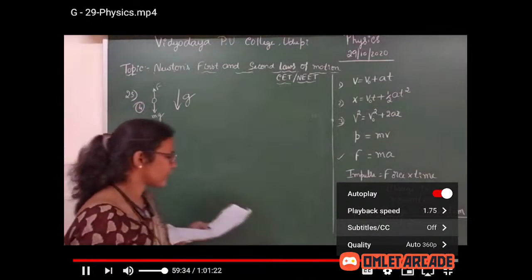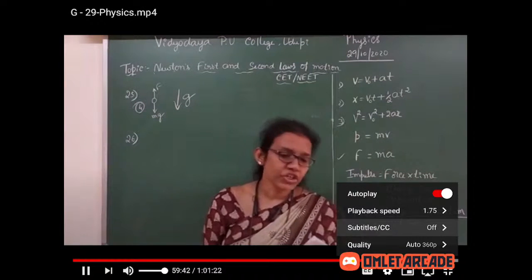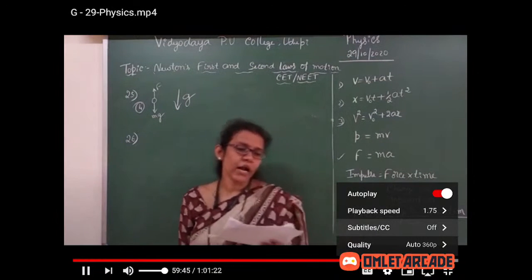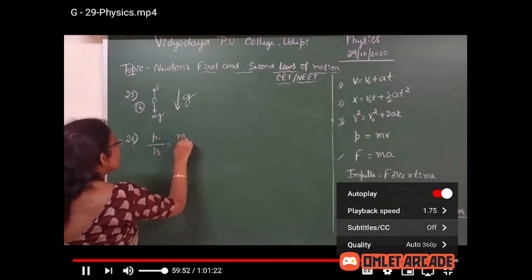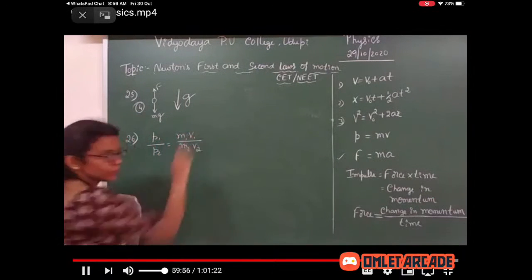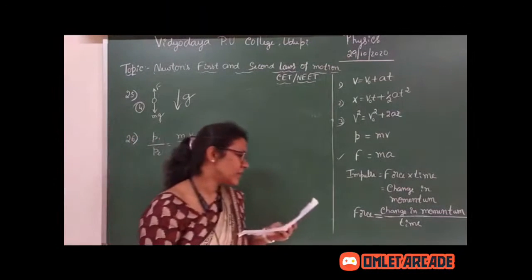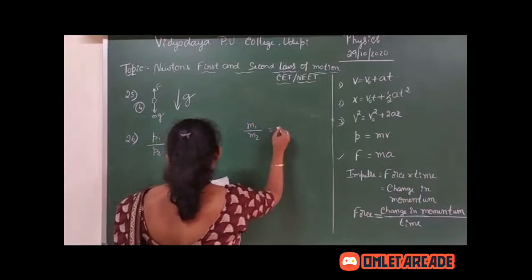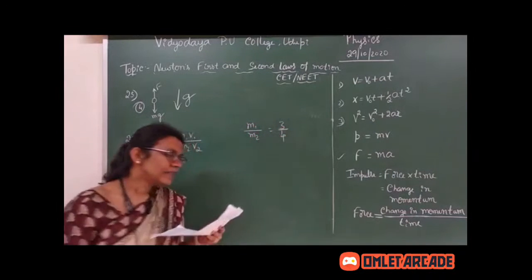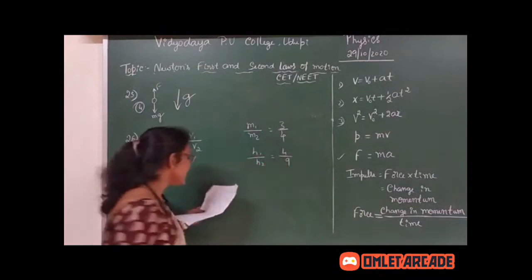Question number 26. Two stones of masses in the ratio 3:4 fall from heights in a ratio 4:9. The ratio of their momentum on reaching the ground is. The ratio of momentum p1 by p2 is equal to m1v1 by m2v2, right? P equals mv. So p1 is m1v1, p2 is m2v2. What is given here? The ratio of the masses is given, m1 by m2 is 3 by 4, and the ratio of the heights is also given, h1 by h2 is 4 by 9.